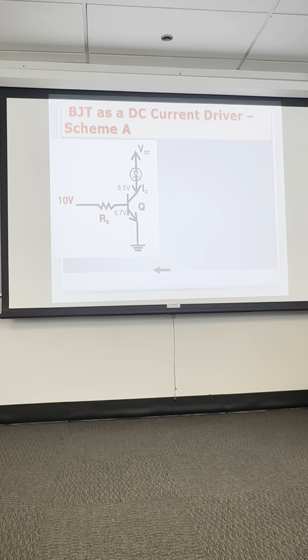So the first version is scheme A. We can assume the op amp output is 10 volts, and we're going to find the base resistor. We have 0.7 volts on the base.